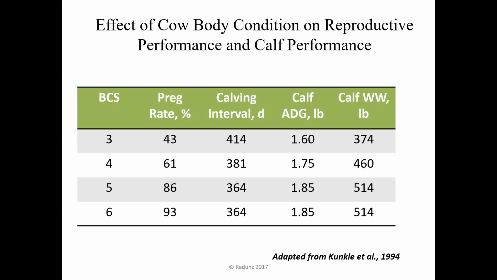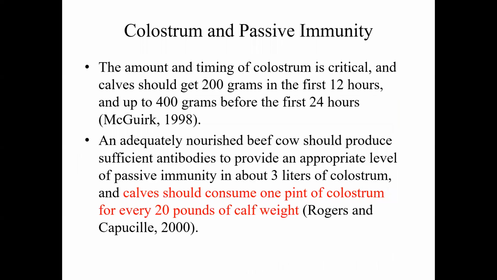So that body condition score 5, 5.5, or 6 is where we need to be. You also see that there was a reduced calving interval with body condition score 5 or 6. The calf weight gain prior to weaning was highest, and weaning weight was 140 pounds more than with the body condition score 3. All economically important measurements.